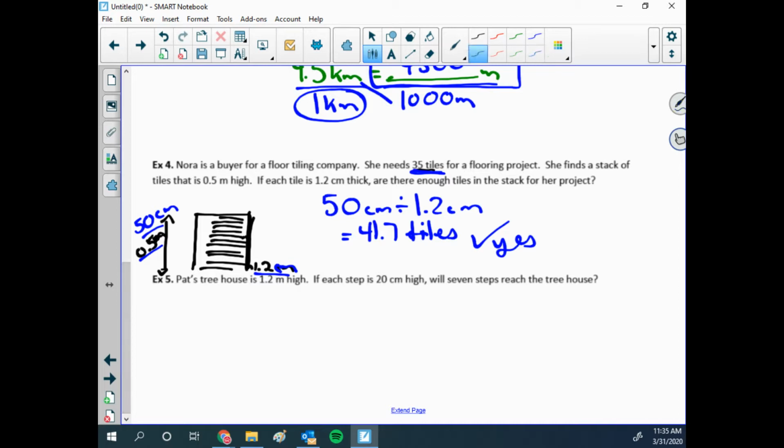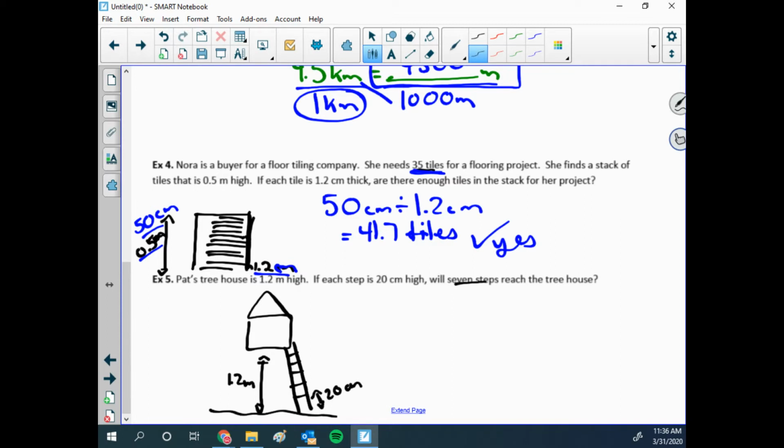So again, let's take a look at what's happening here. We have this treehouse that is 1.2 meters off the ground. And they're going to make a ladder. And they're saying the space between each step is going to be about 20 centimeters. So will 7 steps be enough?